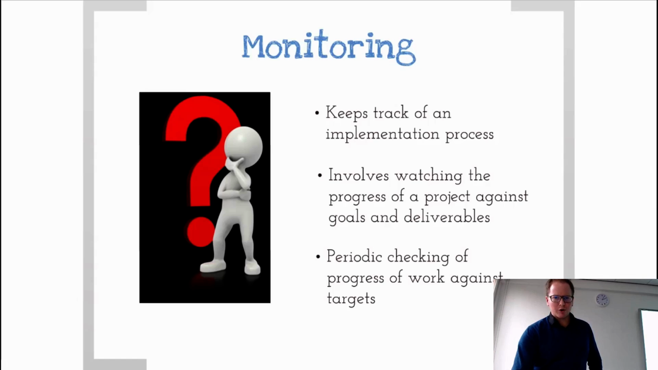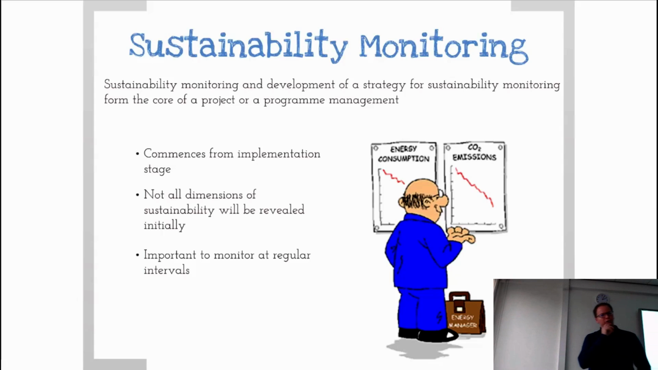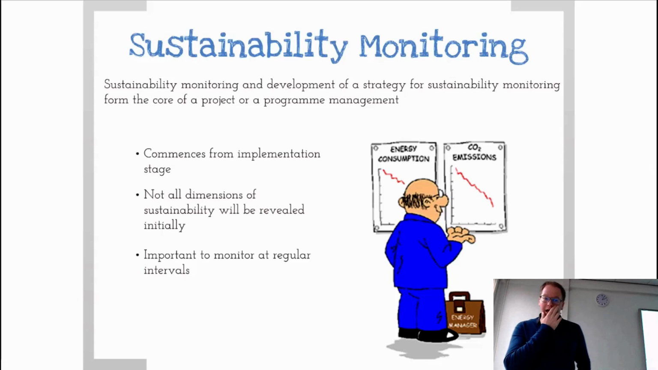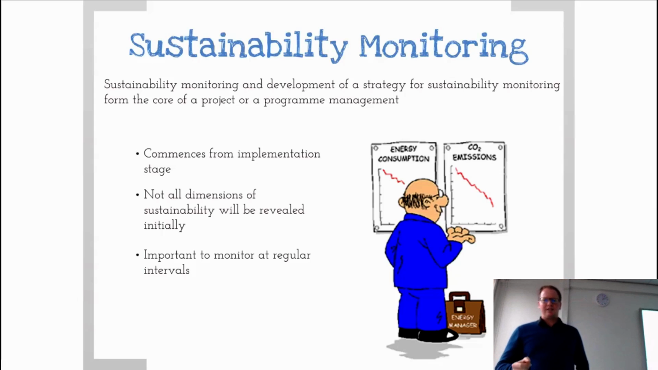You can then look at a more refined way of monitoring, but we will come to that next. So sustainability and monitoring is the overlap. So here we are monitoring for sustainability and development of the strategy for the sustainability monitoring from the core of project or program management. I hope that makes sense. So I read it one more time. Sustainability monitoring and development of a strategy for sustainability monitoring from the core of a project or program management. Yeah. So this commences from the implementation stage.